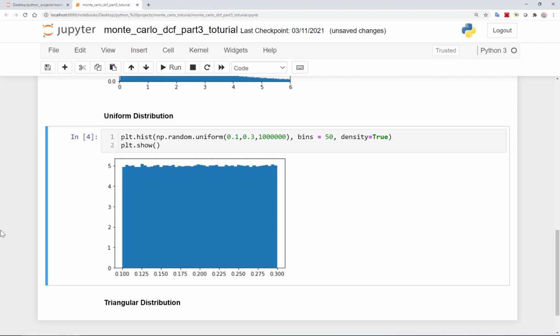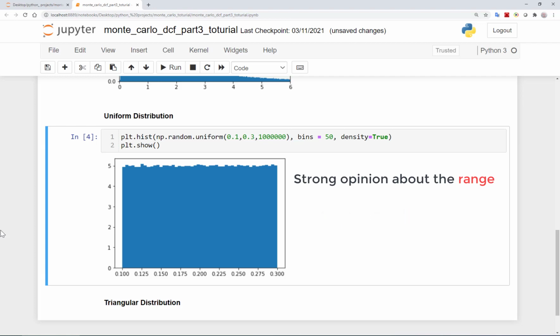Such a distribution we use when we have a strong idea about the range of the input variable, but the likelihood of each number within the range is similar. This could be a range for our cost of capital, for example. We typically have an idea about the range for the cost of capital, say between 5% and 8%, and usually within that range all the numbers have the same likelihood of occurring.